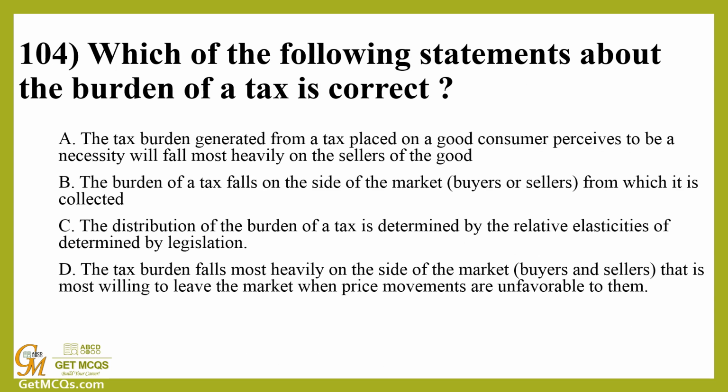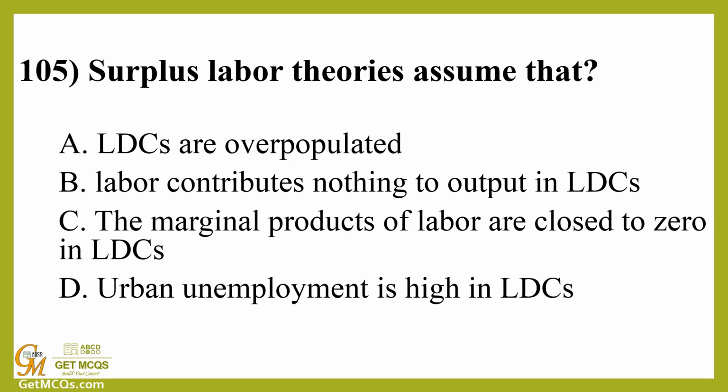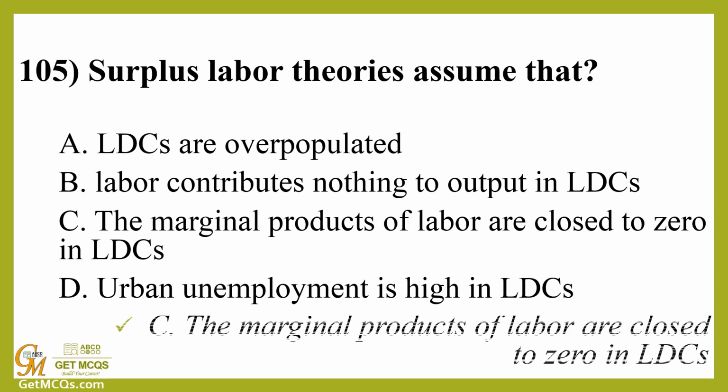104. Which of the following statements about the burden of a tax is correct? C. The distribution of the burden of a tax is determined by the relative elasticities of supply and demand, not determined by legislation. 105. Surplus labor theories assume that C. The marginal products of labor are close to zero in LDCs.